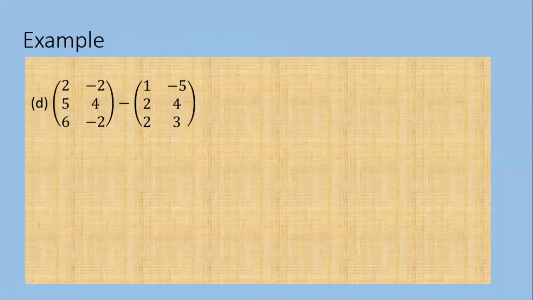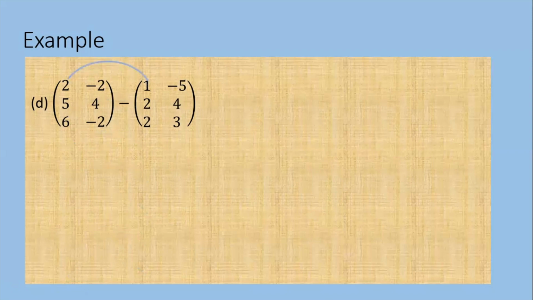Part D. Well, here you have, how many rows can you see? Well, I can see 3 rows and 2 columns. So the first one is a 3 by 2. The second one is a 3 by 2, right? Order for the first part is the same as the order for the second part. So if the order is the same, can we subtract? Yes, we can. How do we do it? We'll look for the corresponding elements.